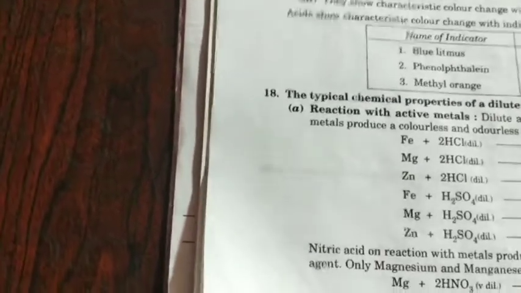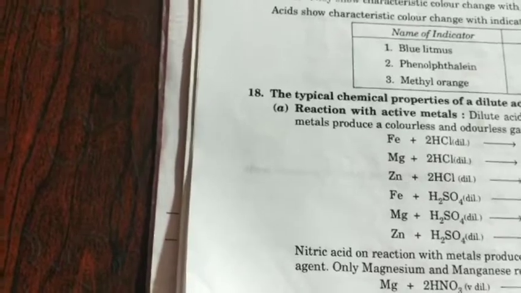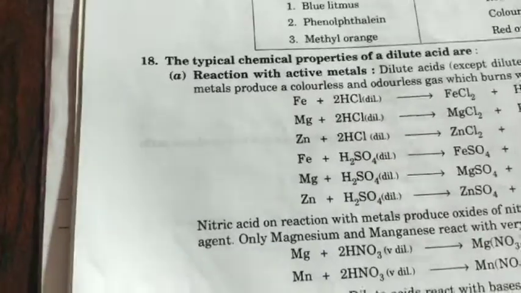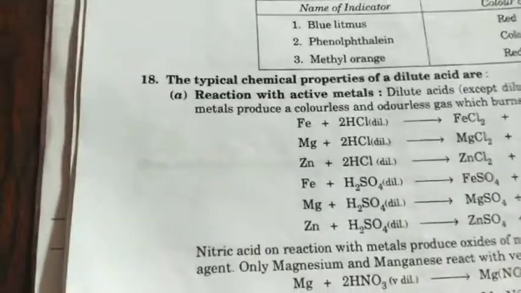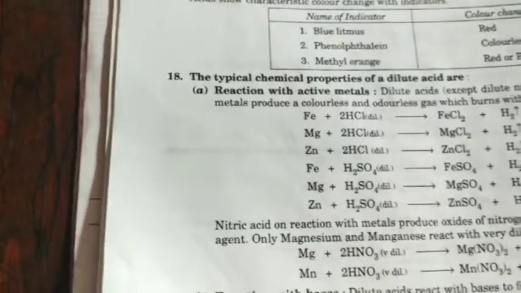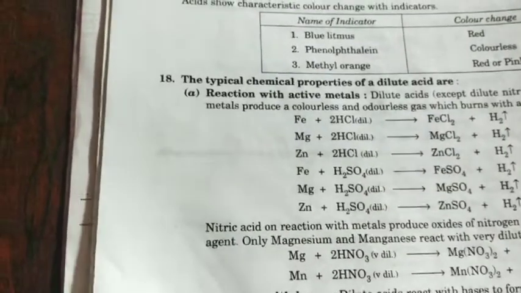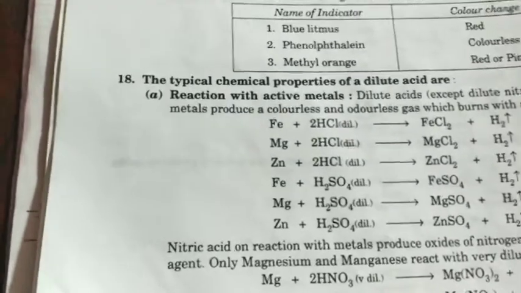It is a very decisive point. Only magnesium and manganese react with very dilute acid to liberate hydrogen, so learn this point clearly. Reaction with base: dilute acid reacts with base to form salt and water as the only products, and the reaction is called the neutralization reaction.